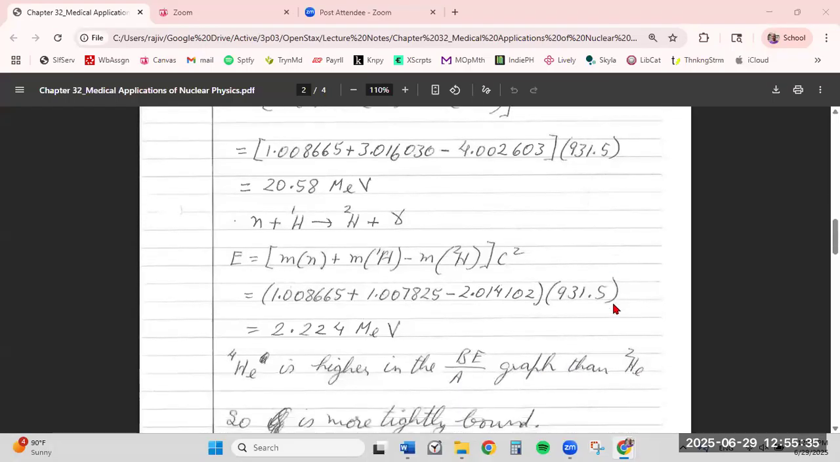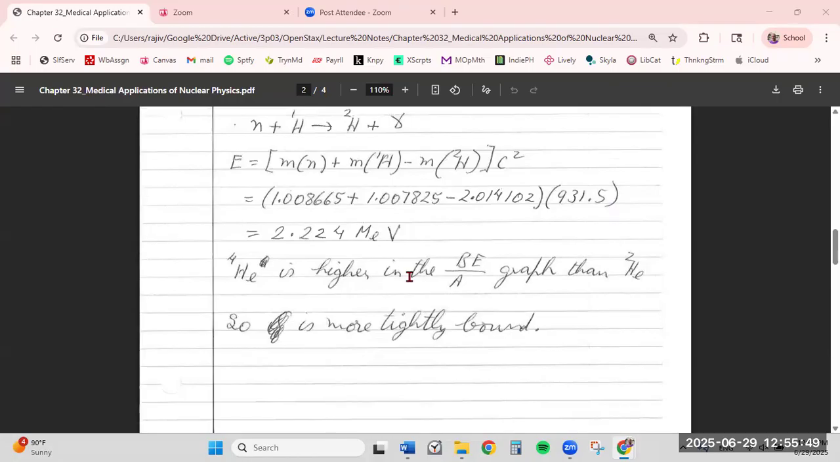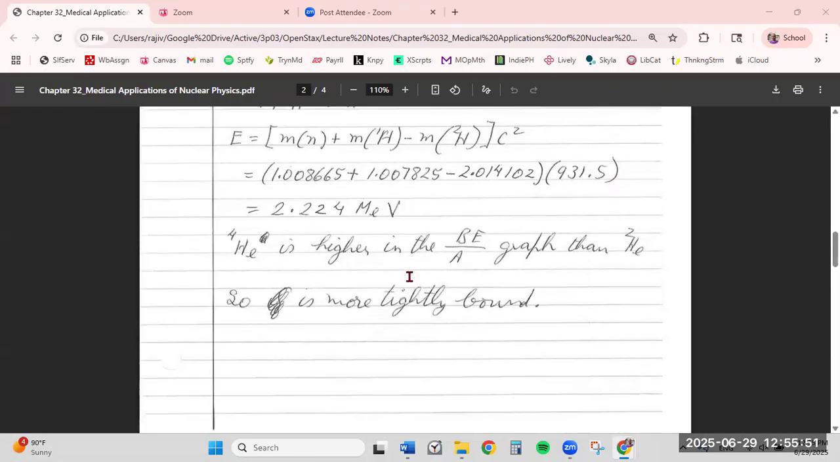And then the second reaction in the problem is this one. Basically follow the same procedure, and the energy comes out to 2.24 MeV, so much smaller. And then the question is, which one is more tightly bound?